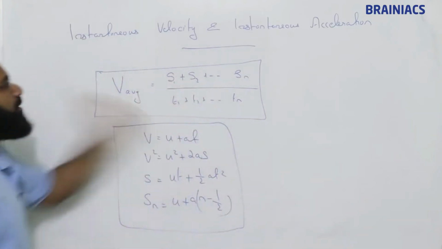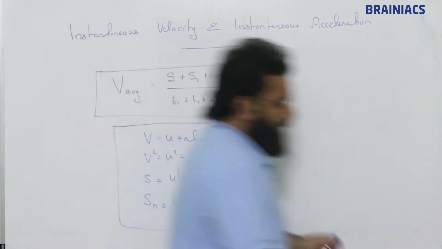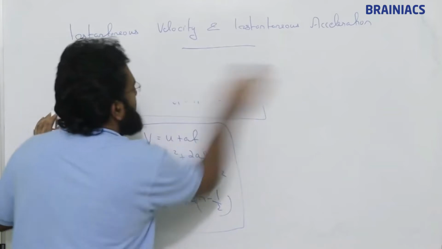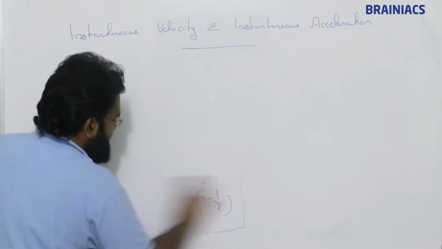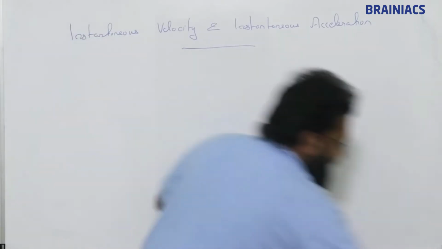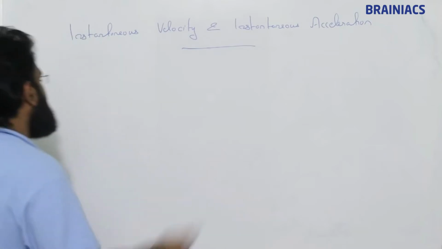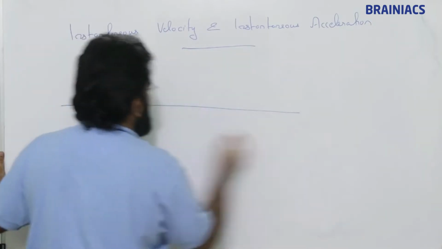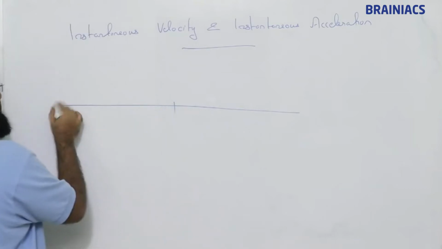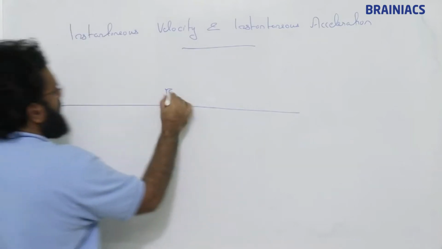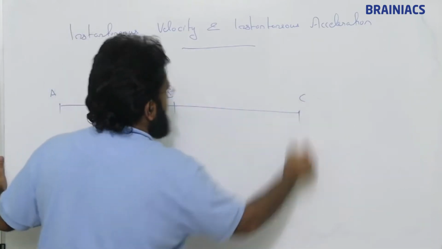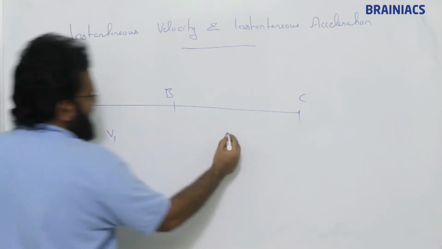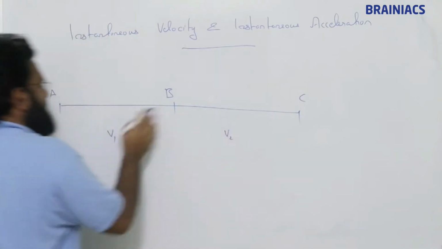Now this is about average velocity and average speed. Now we will see what is instantaneous acceleration. Suppose it is moving like this from A to B and to C. If it is going at velocity v1, and then at velocity v2, we have seen some situations.